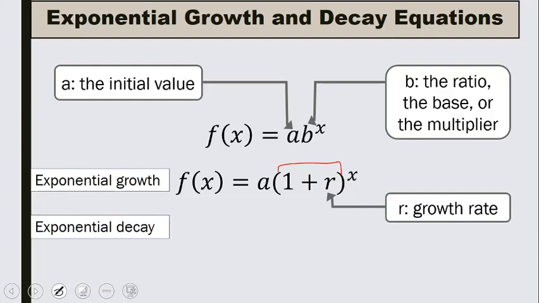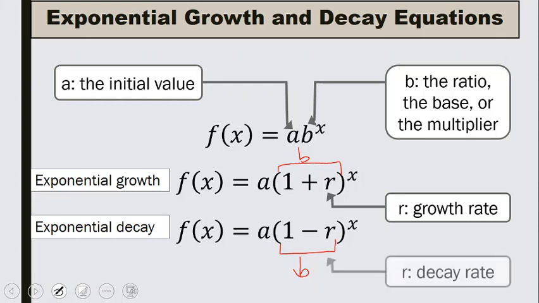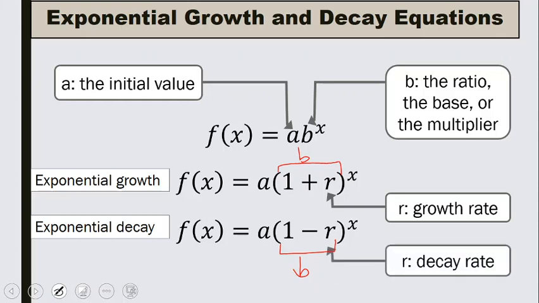In the same vein, when you have exponential decay, you can write it as f of x equals a multiplied by 1 minus r. This is still comparable to b in the first equation, but in this case, our b is 1 minus r, where r is now the decay rate. So, given exponential growth or exponential decay, b, the multiplier, can be either 1 plus r or 1 minus r, depending on whether you have growth or decay.